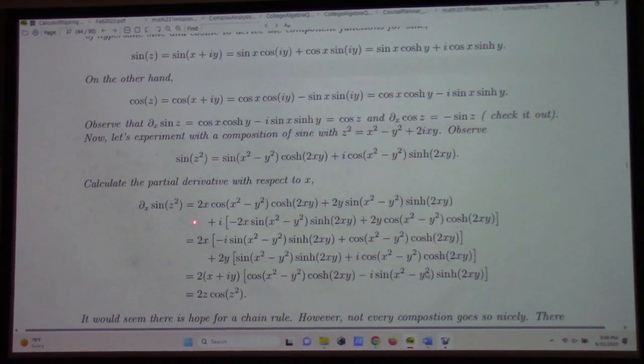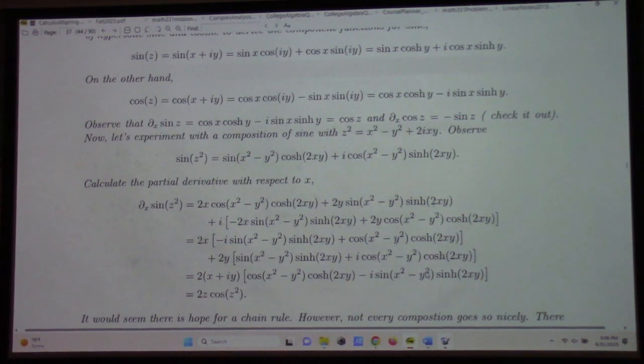I'm not sure what there is, but it's not too surprising, is it, that the partial derivative with respect to x of sine z squared is 2z cosine z squared. At least I want the complex derivative of this. Seems like it should be that, right? If there's any justice. And we've started to notice a pattern that the x partial derivative seems to match what we want the complex derivative to be.